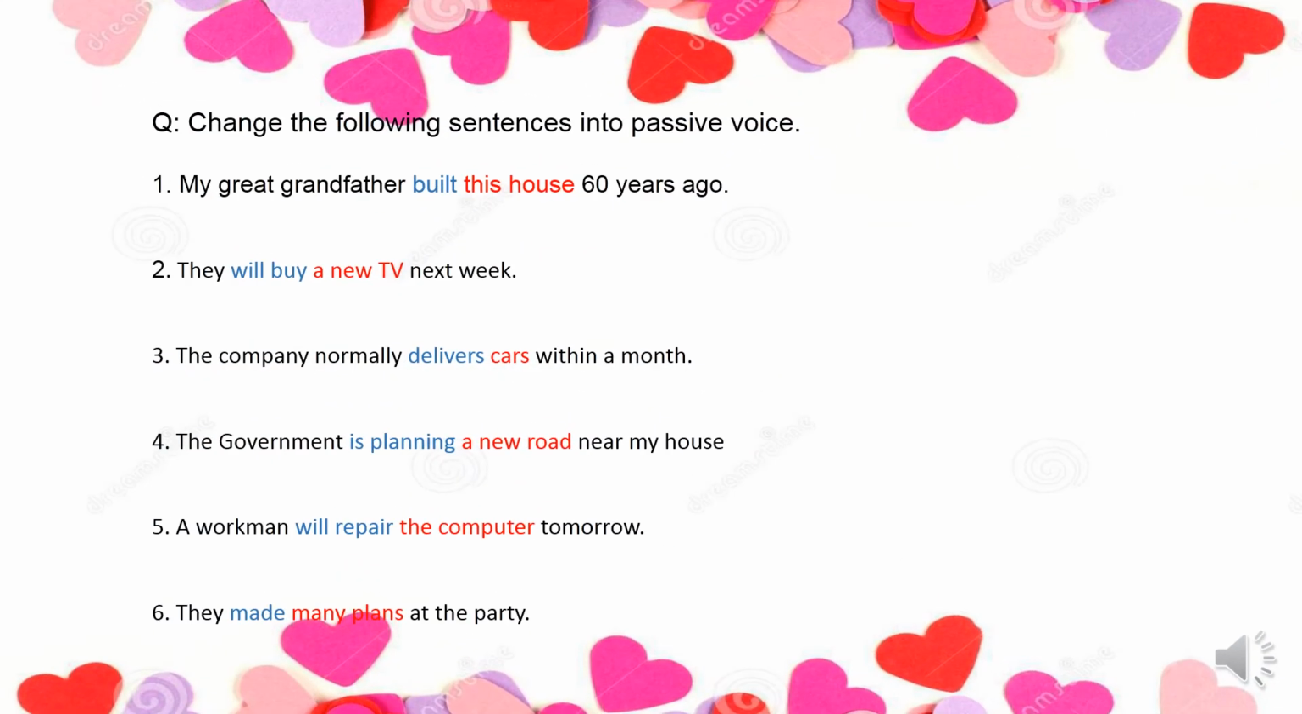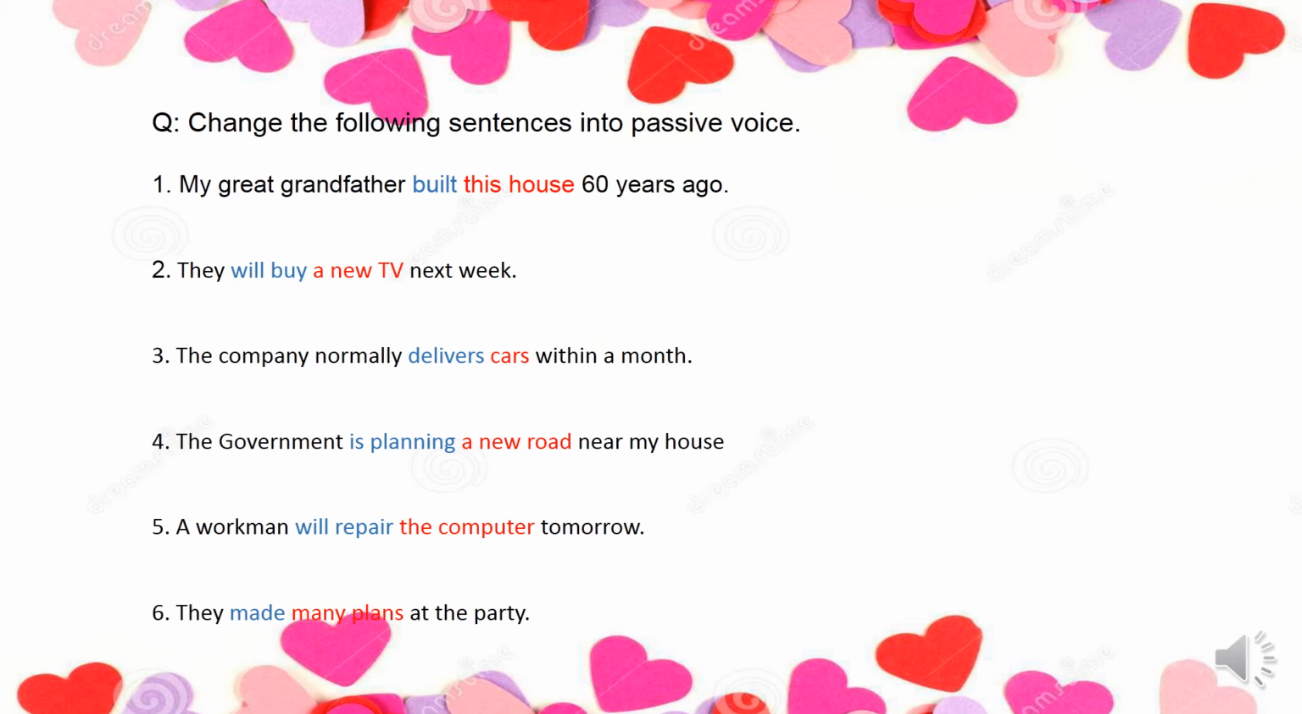Following sentences into passive voice. Here you have active voice sentences. هنا جمل مبنية للمعلوم. We know who did the action. احنا نغيرهم ل passive voice sentences لجمل مبنية للمجهول. Let's move on. Number 1.